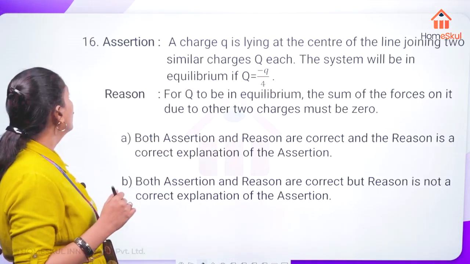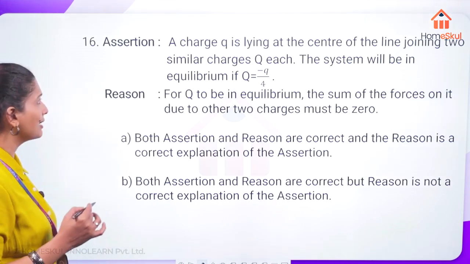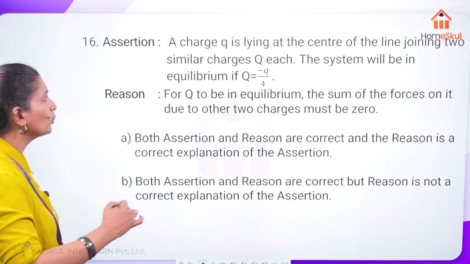Okay. Moving on with the next assertion. A charge Q is lying at the center of the line joining two similar charges Q each.